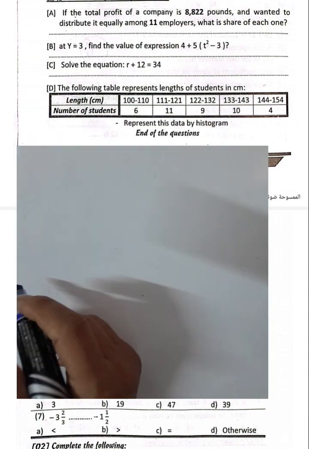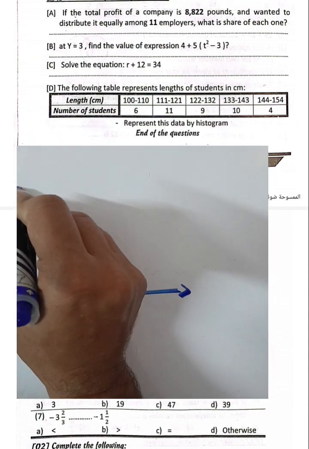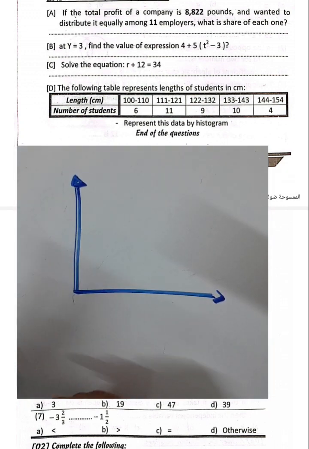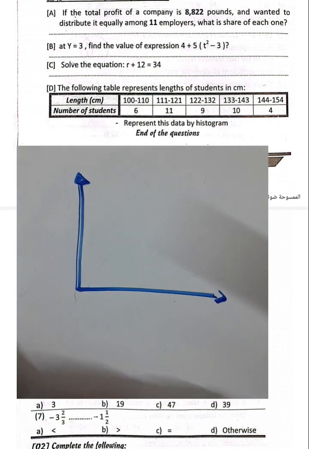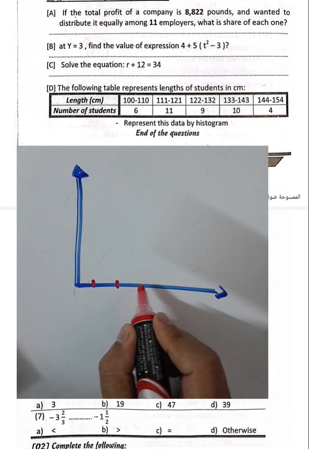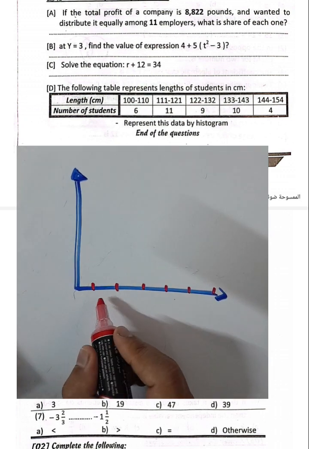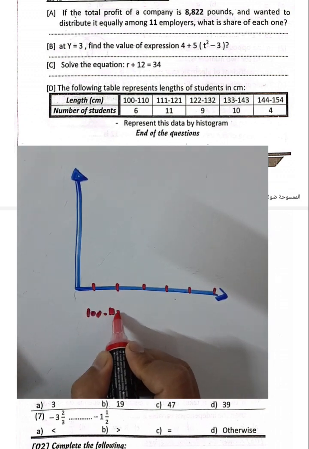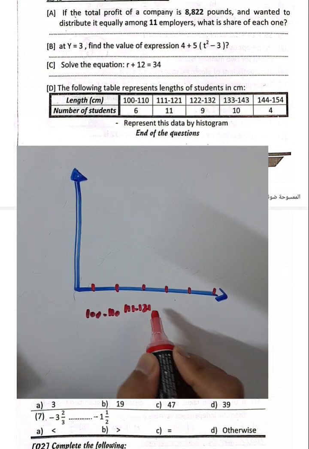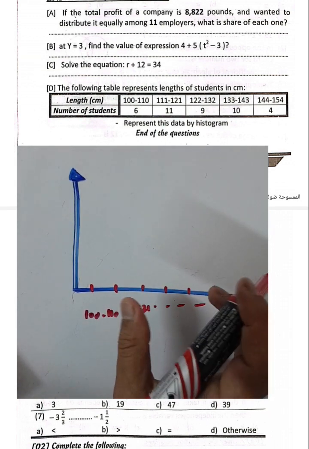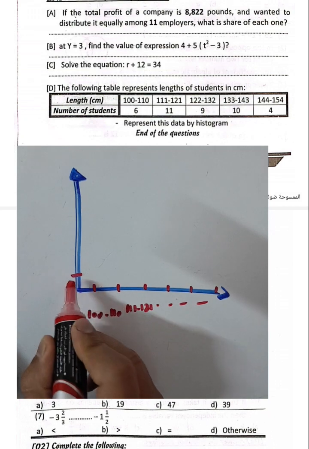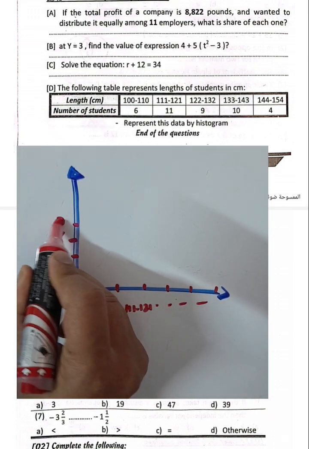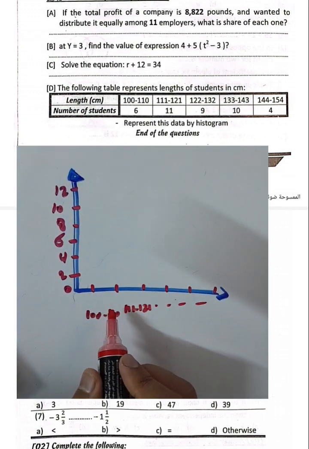The following data, we want to draw the histogram to represent the data here. X axis and Y axis. First interval, and second, and third, and fourth, and fifth. We have five intervals here. From 100 to 110, from 111 to 121, and so on. Okay, we have intervals here. The greatest number in the second line here, 10, and 11. Right, 0, 2, 4, 6, 8, 10, 12. First interval to 6.